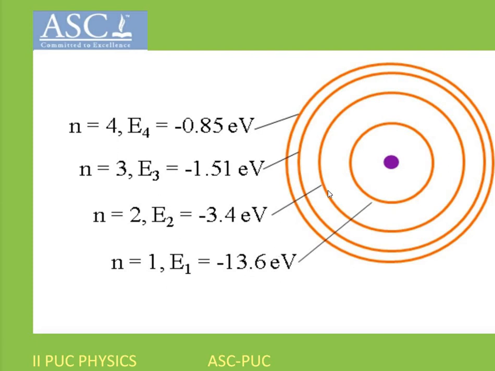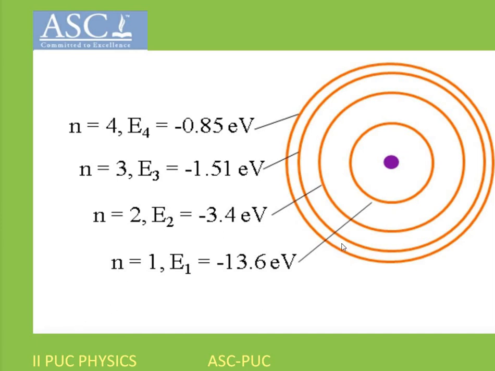The next or the second stable orbit is this one. Here, the energy of the similar electron in the second stable orbit is minus 3.4 electron volt. Similarly, in the third stable or stationary orbit, the energy of the similar electron is minus 1.51 electron volt. The energy states between minus 13.6 electron volt and minus 3.4 electron volt simply do not exist.